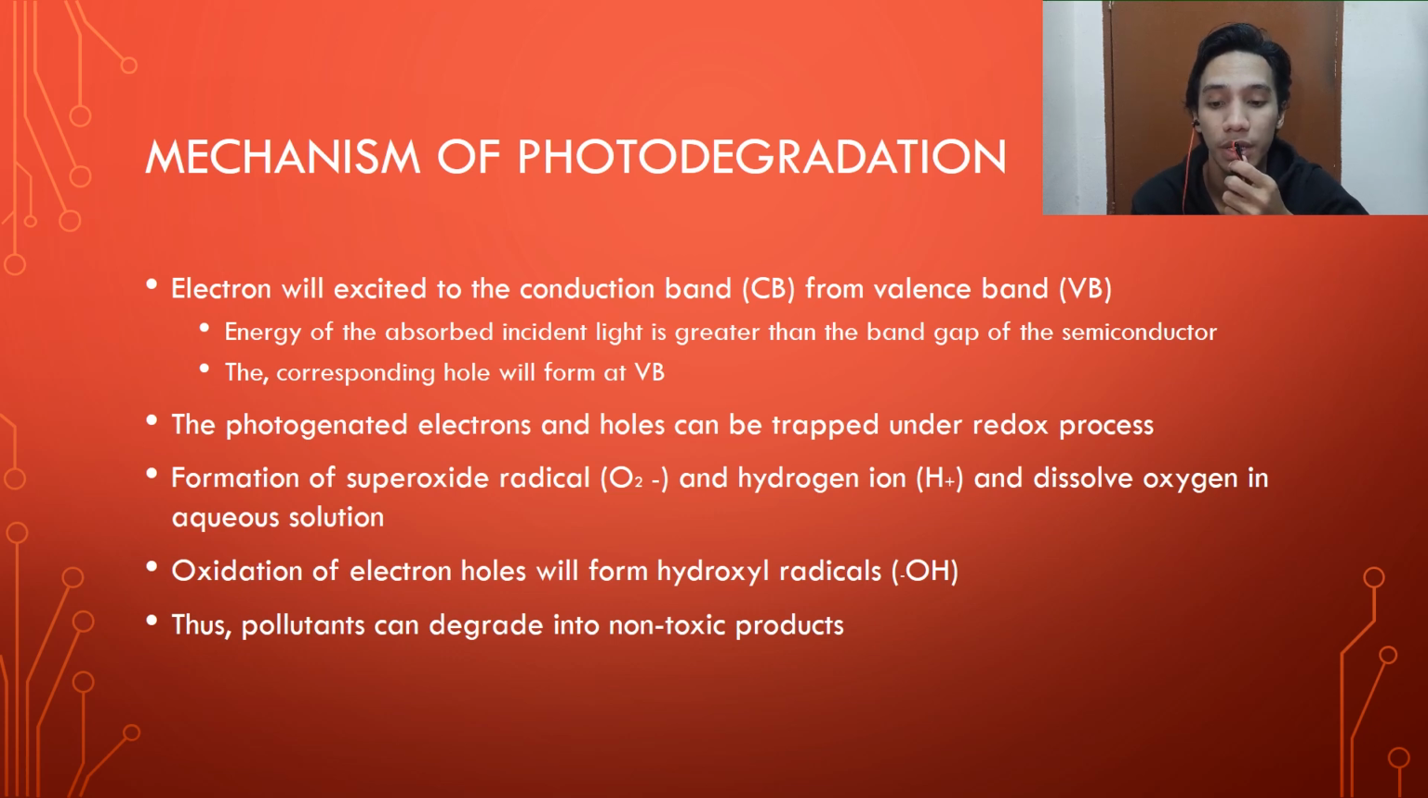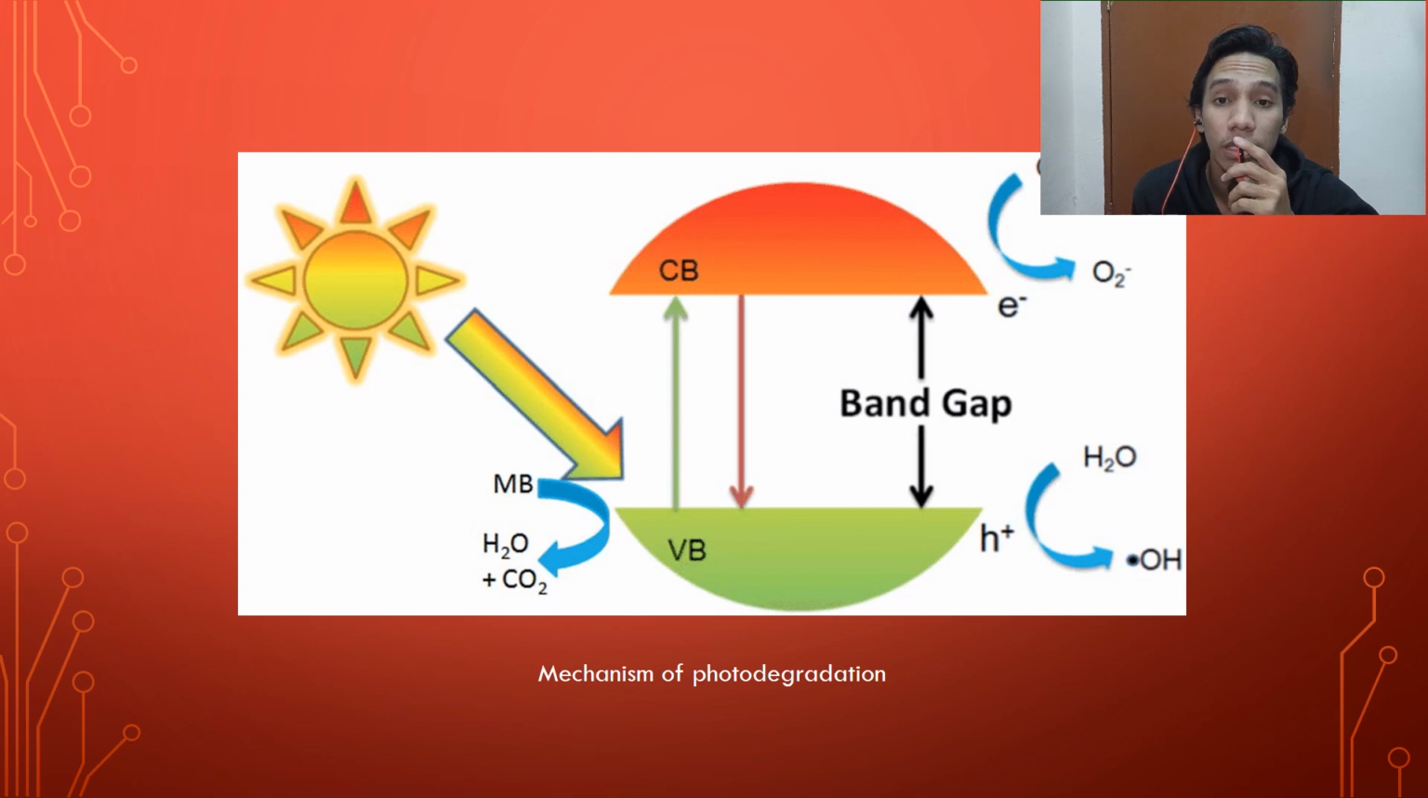Formation of superoxide radical and hydrogen ion occurs with dissolved oxygen in aqueous solution. Then the oxidation by electron holes will form hydroxyl radicals. Thus, the pollutants can degrade into non-toxic products. This is a diagram showing the mechanism of photodegradation.